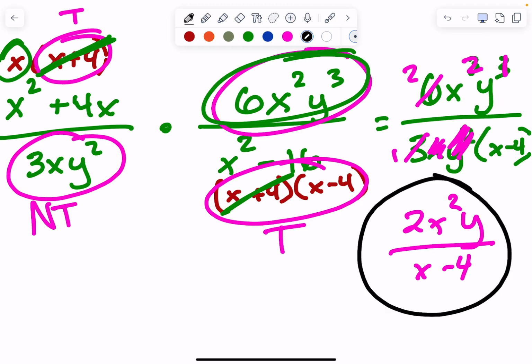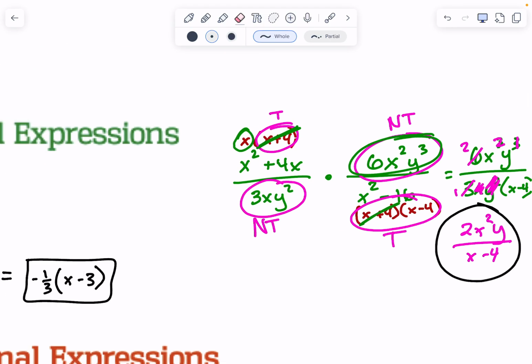I can do that. So things that are trapped versus things that are not trapped, keep those differentiated so that you can know what you cancel and what you cannot cancel. Yeah? That was a made-up example. All right, now let's go to adding and subtracting.